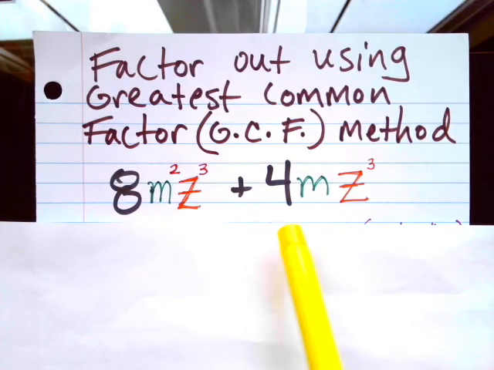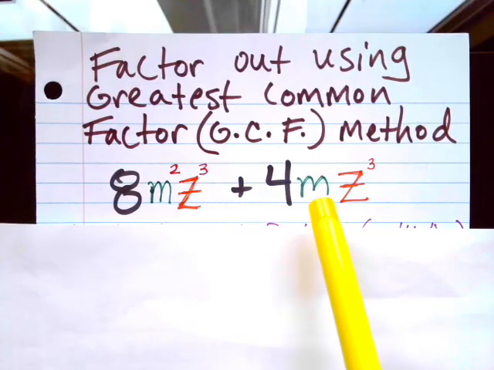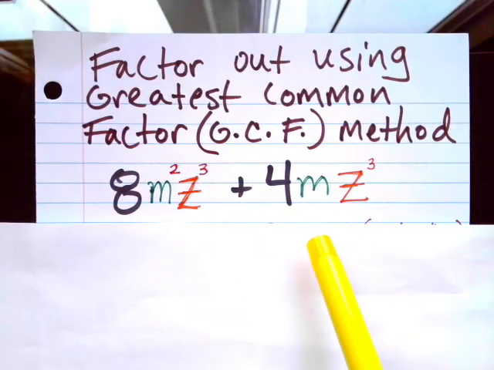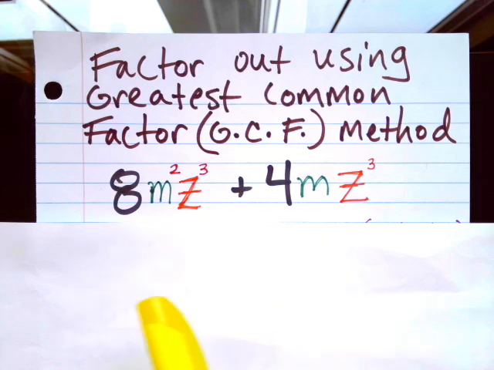My first question is, what can I divide evenly into both of these terms? I want to factor out. So it starts with division. We check our answer by doing the inverse of dividing, which is multiplying. But let's factor these out first.